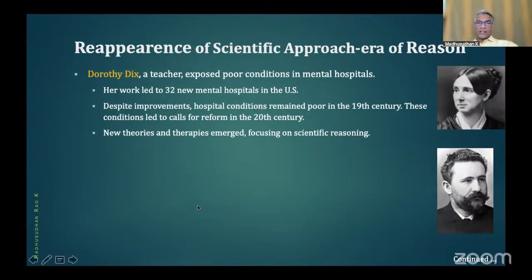Then, in continuation to that, Dorothy Dix, a teacher, exposed the poor condition of mental hospitals. Her work led to 32 new mental hospitals in the US, and she protested everywhere. Despite improvements, conditions remained poor in the 19th century. These conditions led to calls for reforms in the 20th century. So you can say reform. These are people who are reformists in this field.